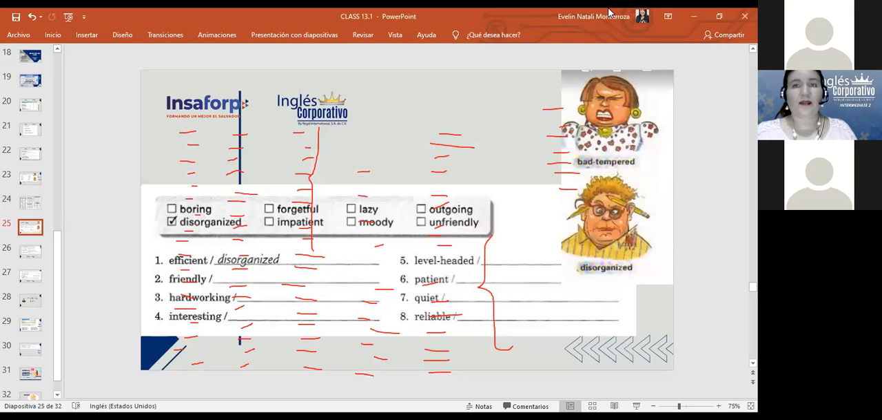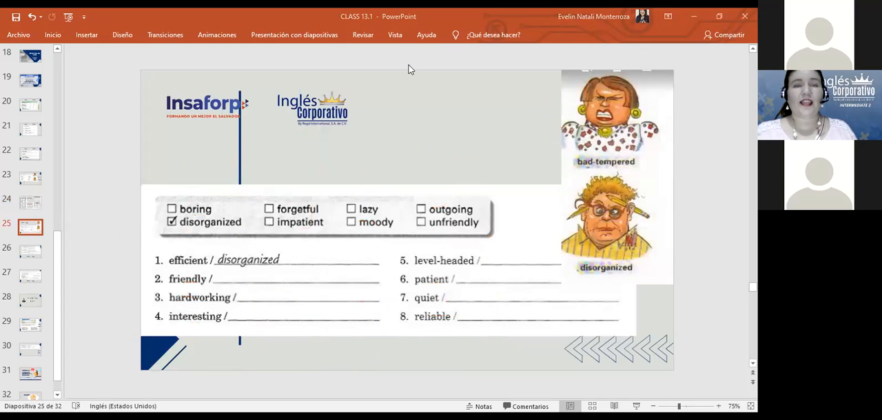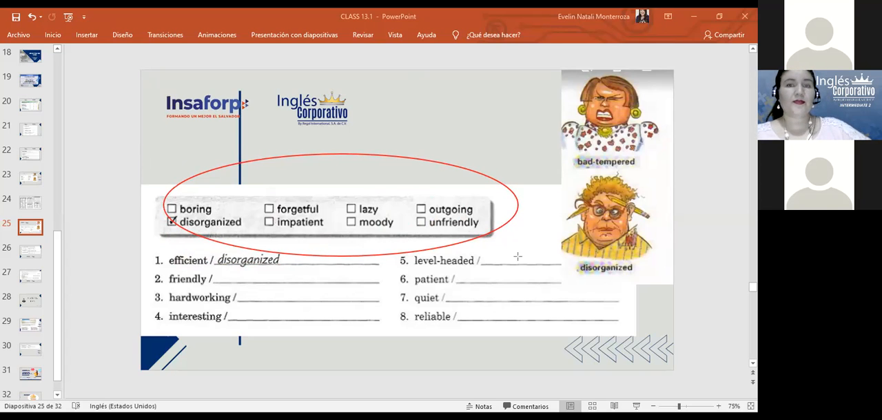Okay, so talking about this one, we are going to work on this exercise. I need you to match the one that you consider is the opposite, okay? What do you consider is the opposite of friendly? And you have here the options. Unfriendly. What is the opposite of hardworking? Lazy, right? What is the opposite of interesting? Boring, right? What is the opposite of level-headed?